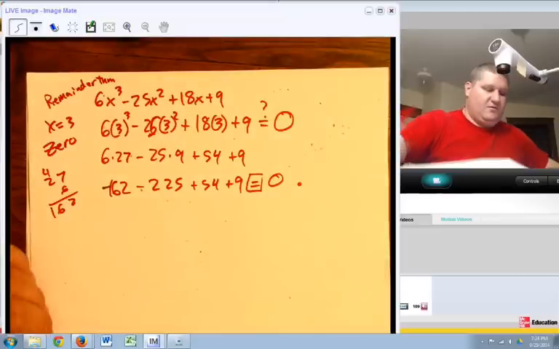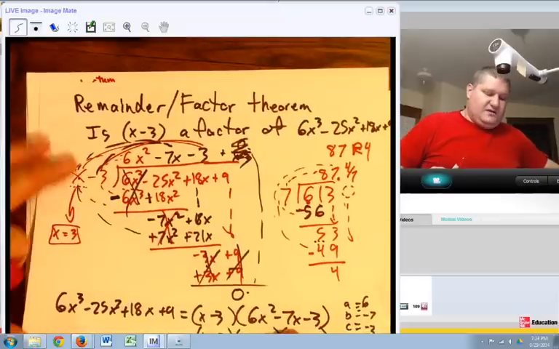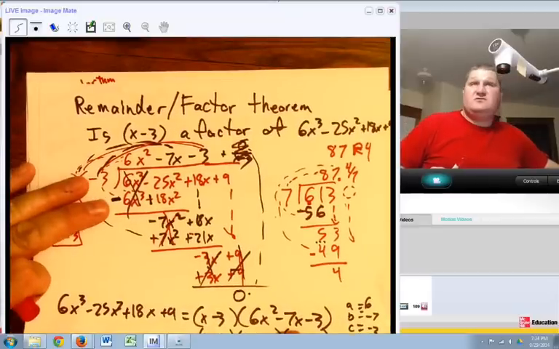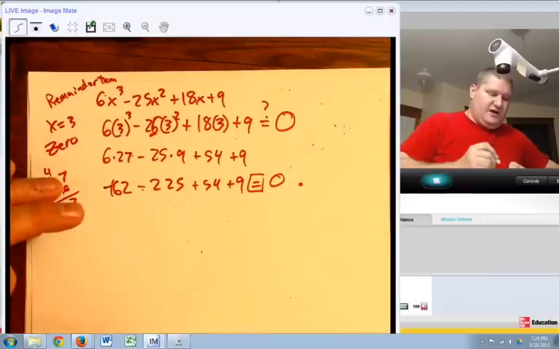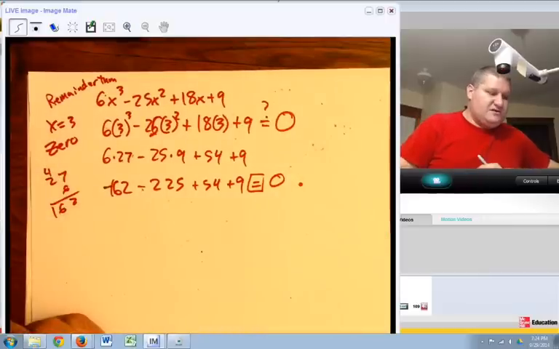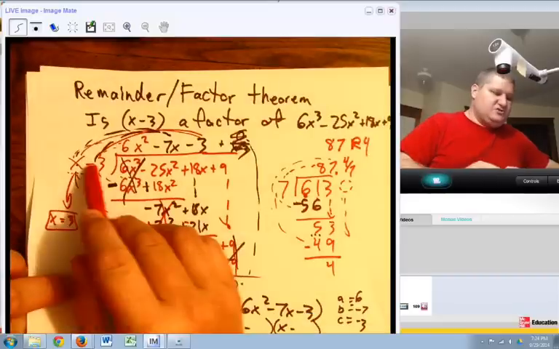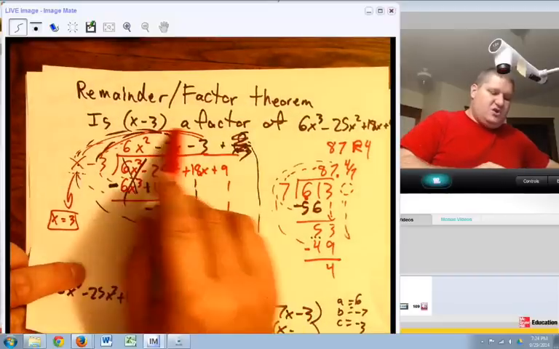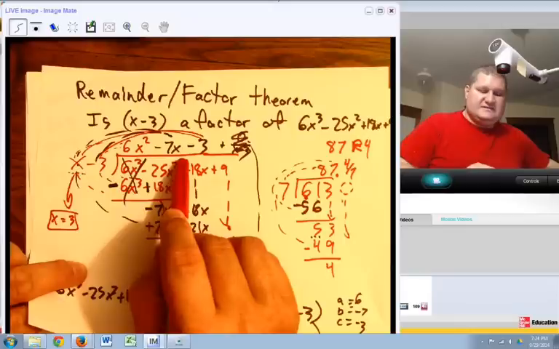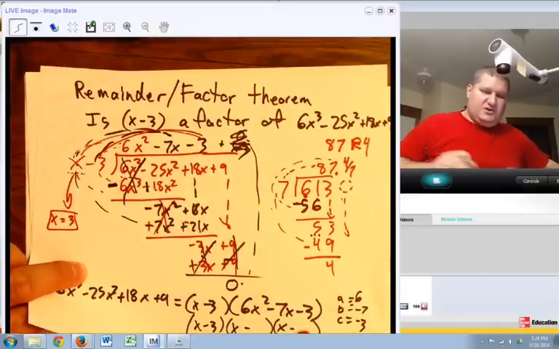Well, you say, well, we already knew that. You did the division. But the thing is, if you prefer not to do the division, you can simply plug it in and determine whether it has a remainder or not. The advantage of doing long division is that once you have the long division done, you now have the broken up piece that I can take and continue on.